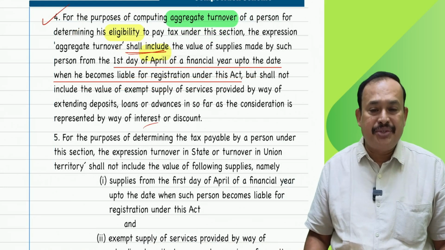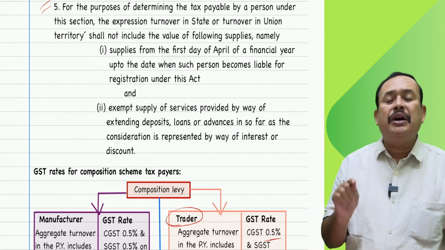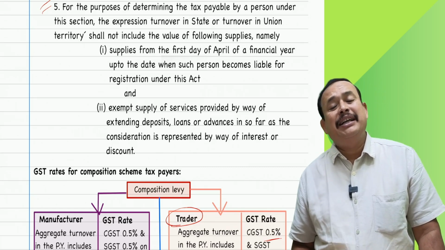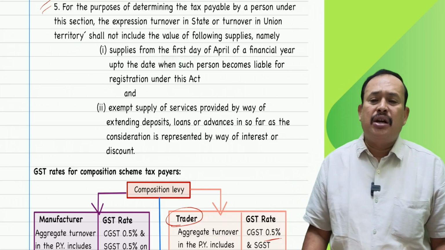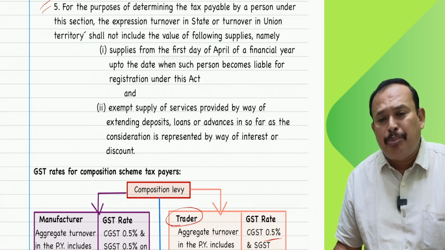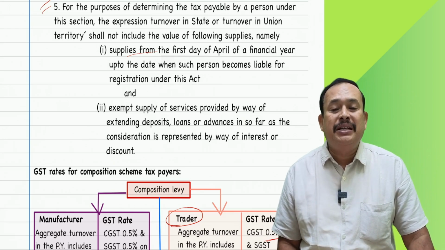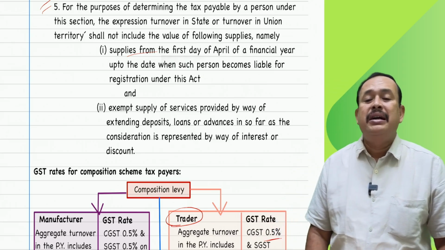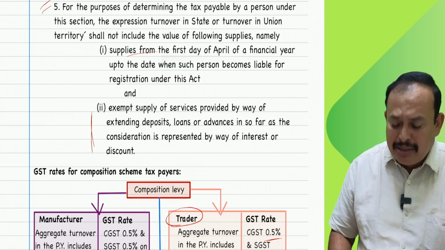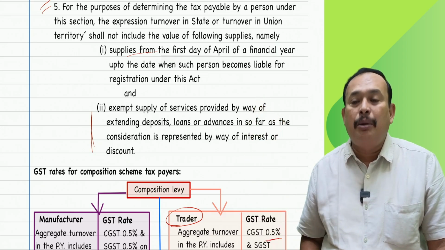In our material I have this point number 5, also very important. For the purpose of determining tax payable by a person under this section, the expression turnover in state or turnover in union territory shall not include the value of the following supplies, namely supplies from the first day of April of a financial year up to the date when such person becomes liable for registration under this Act, and also shall exclude interest earned on deposits, loans, advances. Then what do you mean by this? Point number 5, focusing the attention on the part of the following.